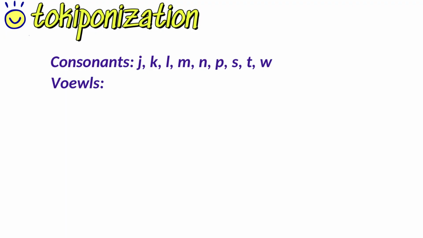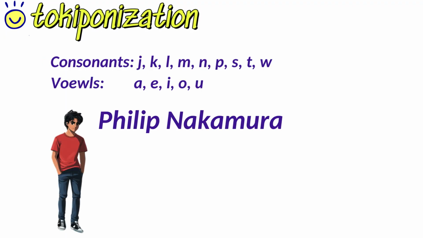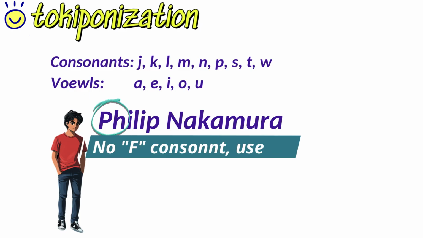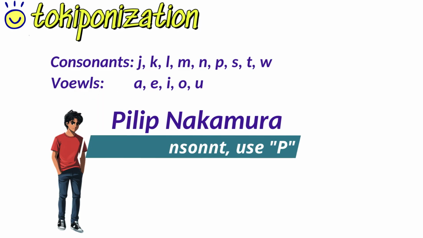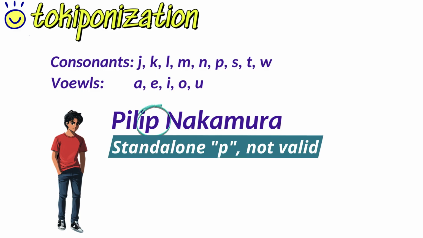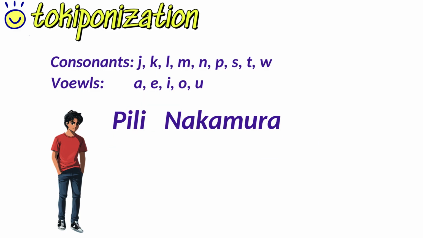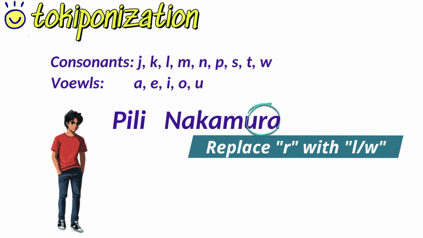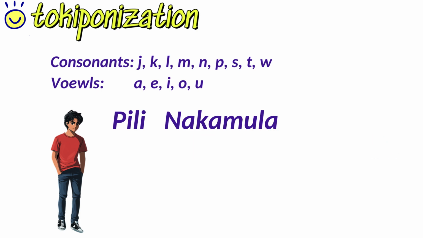Tokipona uses only 14 letters, 9 consonants, and 5 vowels. There are no F words in Tokipona, literally. So names like Philip need to be Tokiponized. I'll put a link in the description to a page explaining the Tokiponization guidelines. In general, the idea is to keep the Tokipona version of a name as close to the original as possible within the rules of the language.